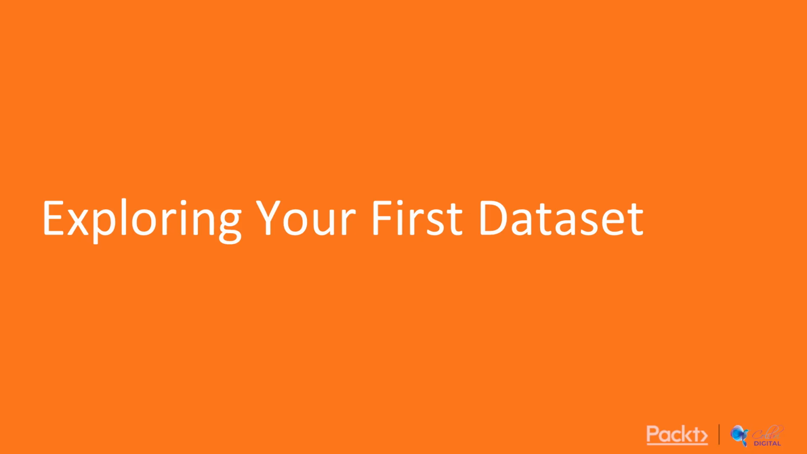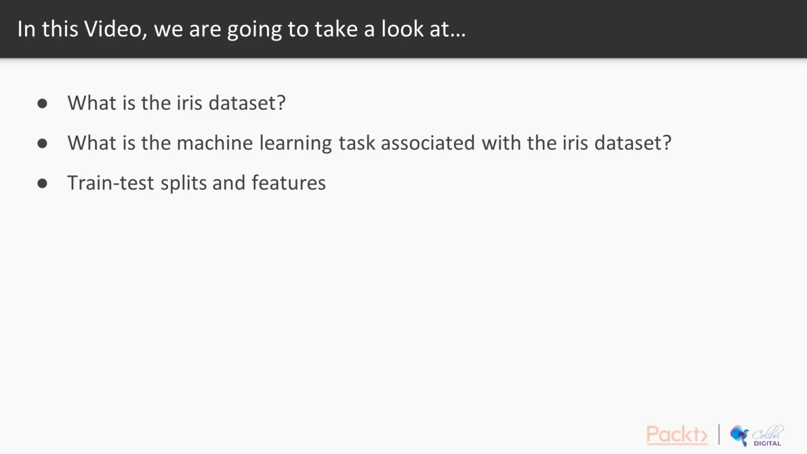Let's talk about exploring our first datasets. In this video, we're going to take a look at three topics. So we're going to talk about what is the iris dataset. Number two is what is the machine learning task associated with this iris dataset. And number three is what are train test splits and features. Let's go in and take a look.